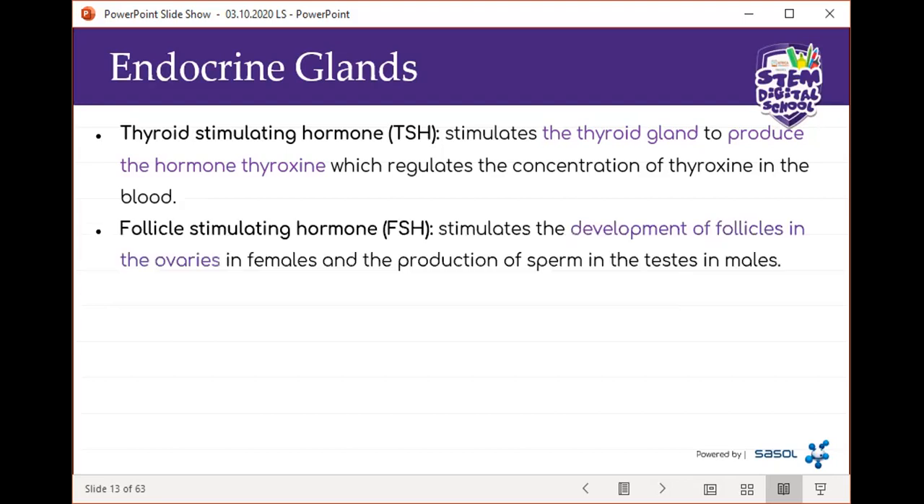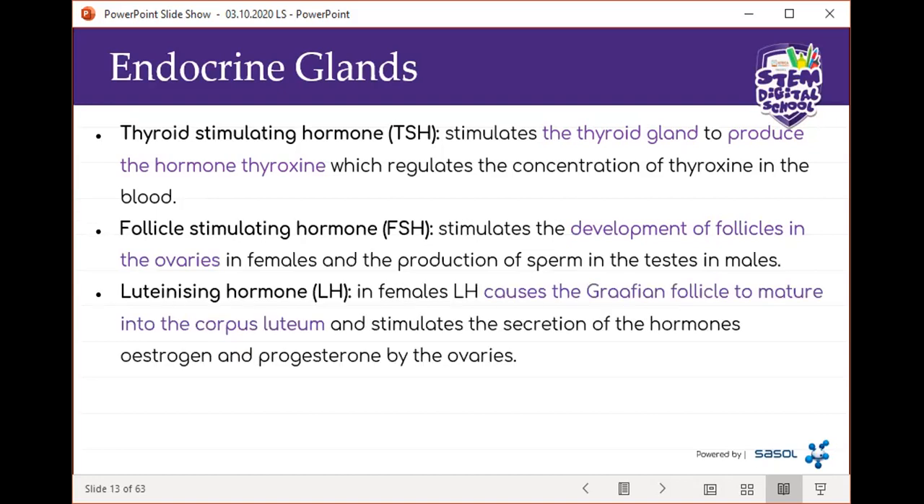Then we have follicle stimulating hormone. In short, it is FSH, and you guys would know this from reproduction. So FSH stimulates the development of follicles in the ovaries in females and the production of sperm in testes, right, in males. Okay, then the next hormone, which is secreted by the pituitary gland, is the luteinizing hormone, and you guys know this hormone back from reproduction.